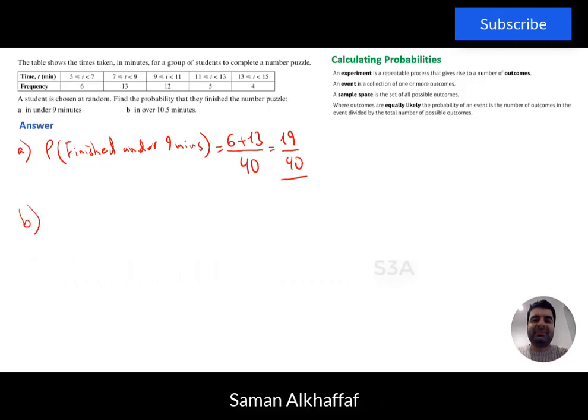For part B, we need to find the probability of over 10 and a half minutes. So we can see that 10 and a half minutes is almost 3/4 of the range 9 to 11. So we say 10 and a half minutes lies a quarter of the way from 9 to 11. So that will tell us that the quarter will be equivalent to 12 multiplied by a quarter.